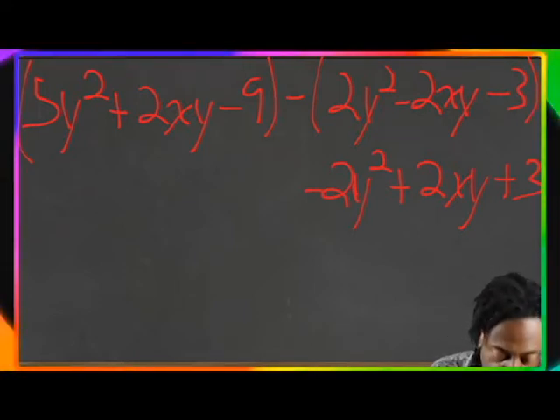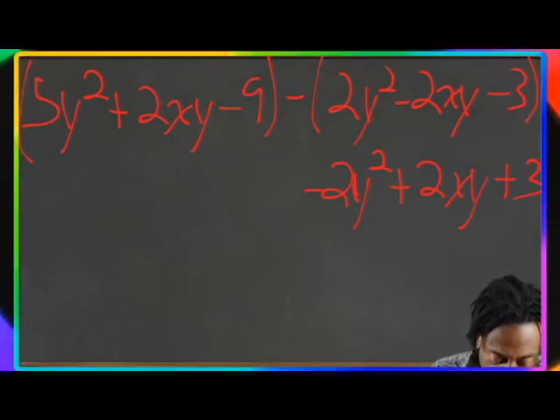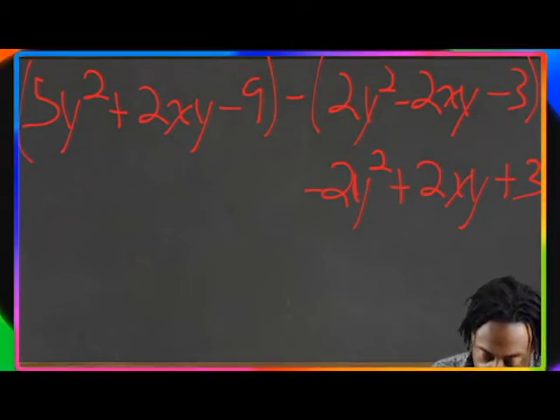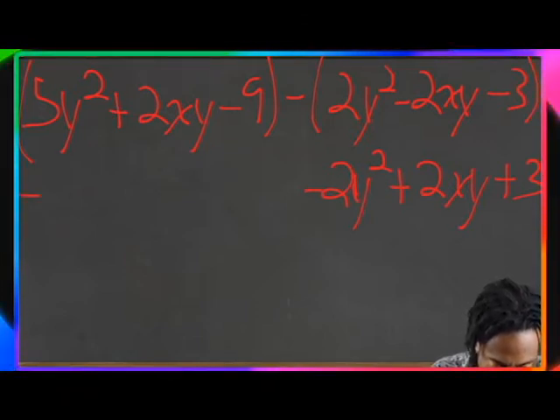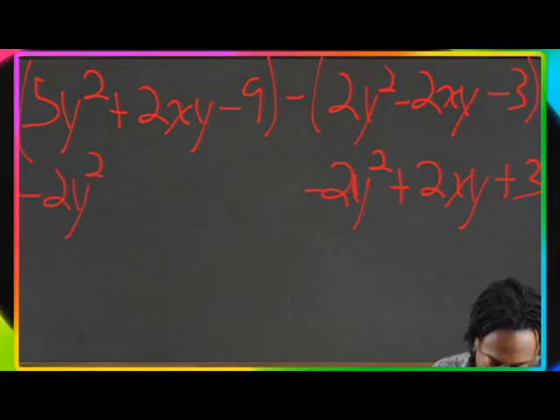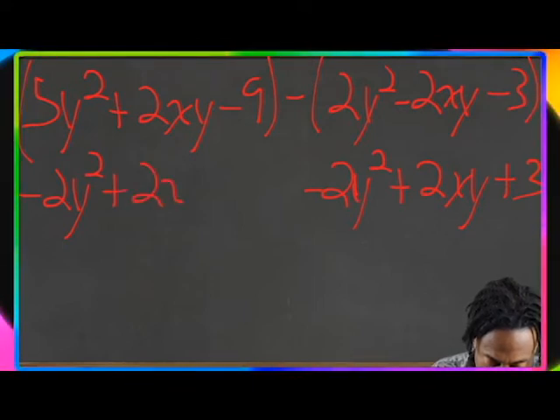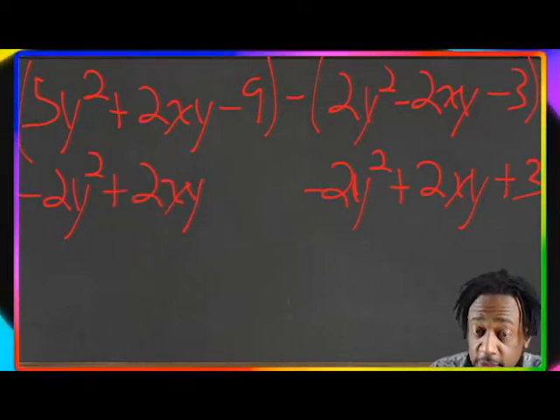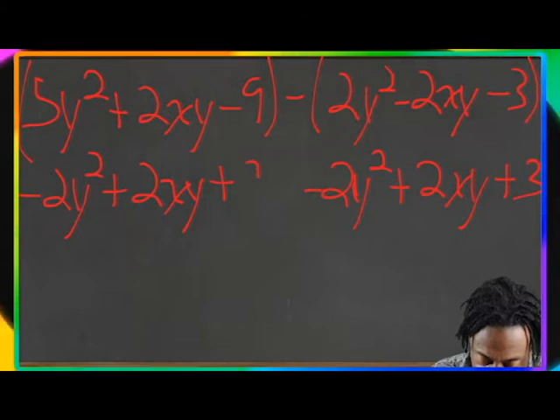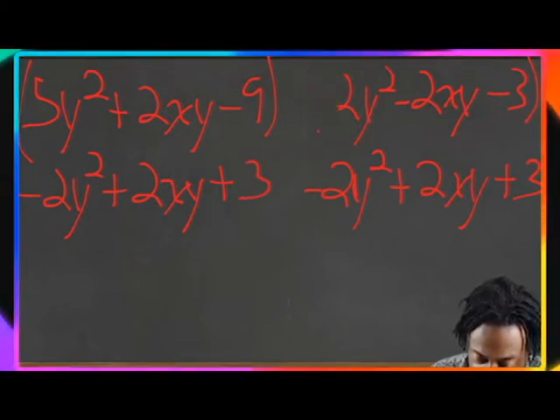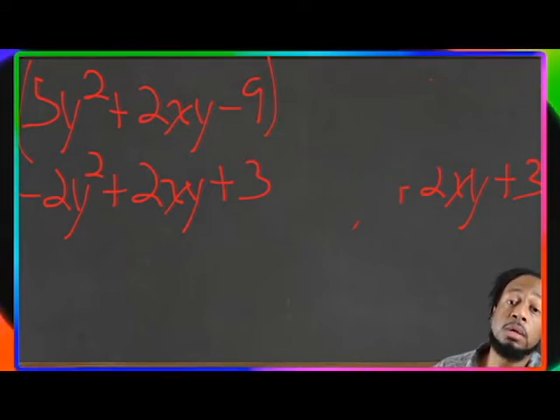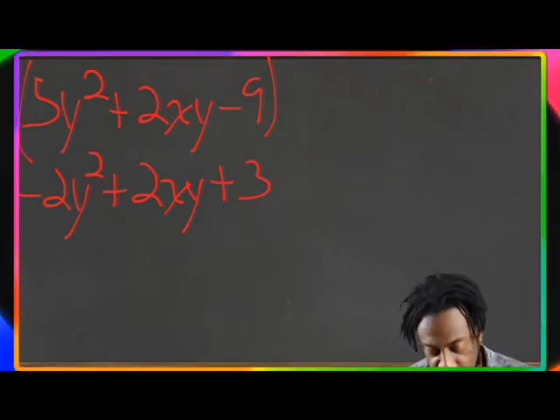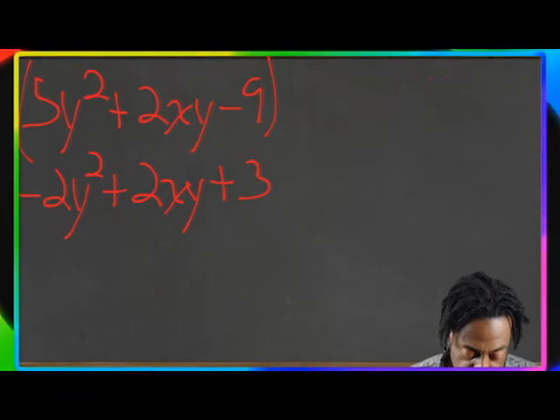Okay, so let's put it all together. So we have negative 2y squared plus 2xy. Combine like terms, remember. Combine like terms, plus 3. Now, we don't need any of this stuff over here because we have solved the problem. We solved the problem.